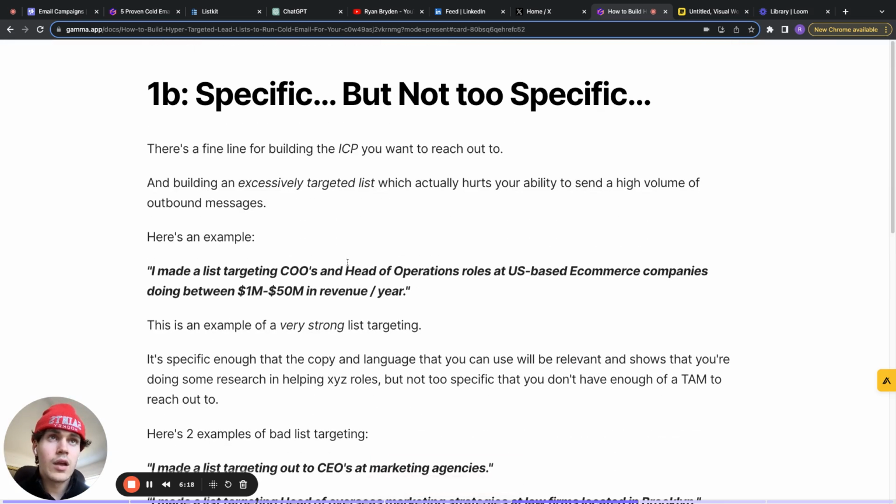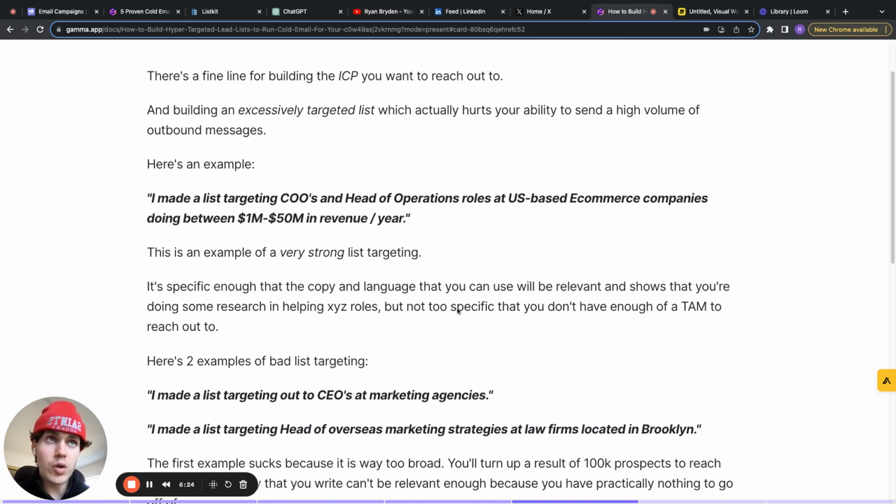So the next thing is going to be about specificity in your list, right? There's a fine line between building the ICP that you want to reach out to and building an excessively targeted list, which actually hurts your ability to send a high volume of outbound. So here's an example, right? I made a list targeting COOs and head of ops roles at US based ecom companies doing between $1 million and $50 million per year in revenue.